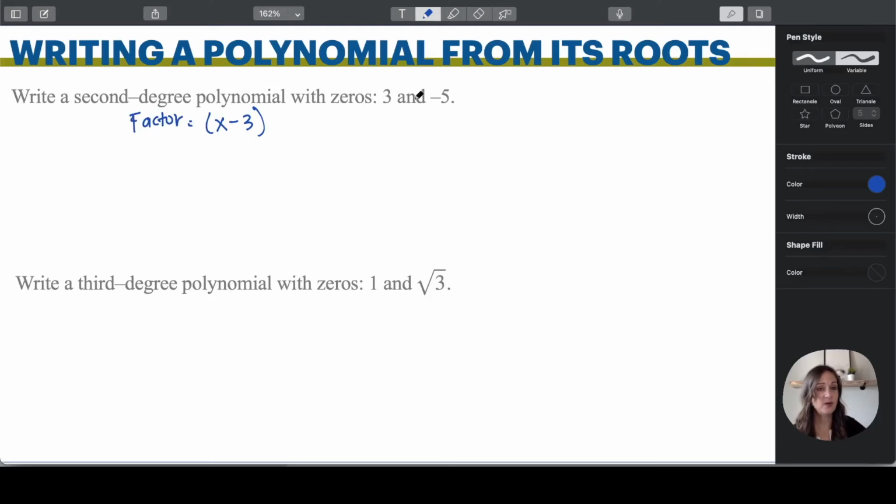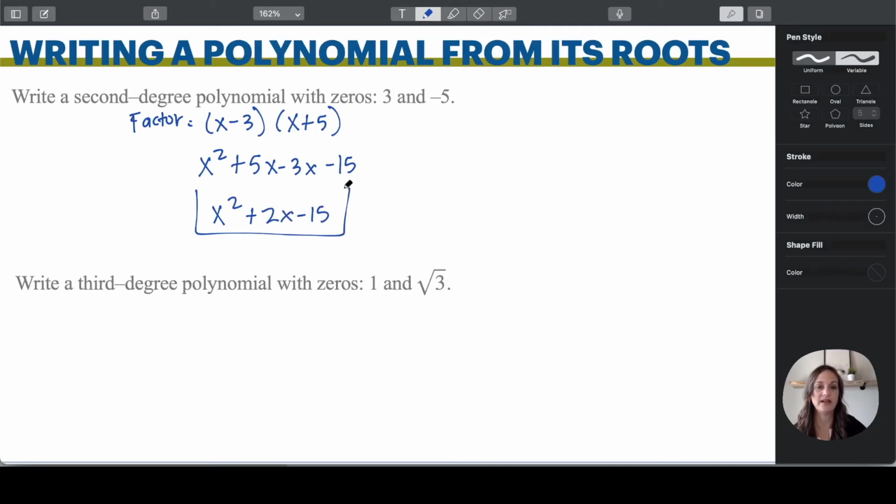If there was a 0 at negative 5, then we know that there was a factor at x plus 5. Remember, you take the opposite sign. And if those are factors, you can then FOIL to get the polynomial function. And that would be your answer. You can do the same thing with a third degree.